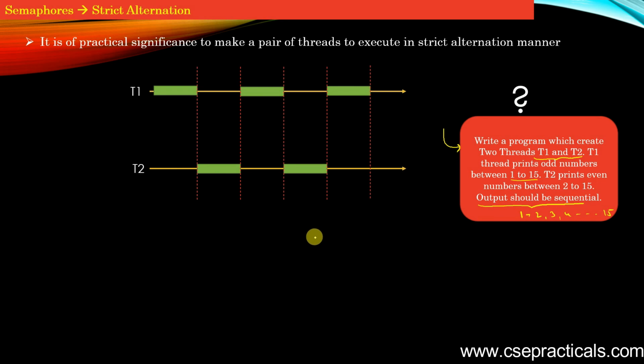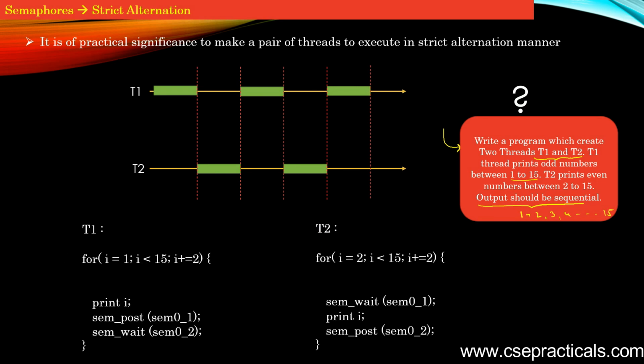So guys, now I am going to discuss the solution to this problem. You can see that the solution is quite straightforward and simple. You need to use two semaphores and both the semaphores are zero semaphores, right? So this solution requires you to take two zero semaphores. And now I leave it to you to go through this implementation of thread T1 and thread T2 and verify whether this program would print the output 1, 2, 3, 4, 5 up to 15 or not.